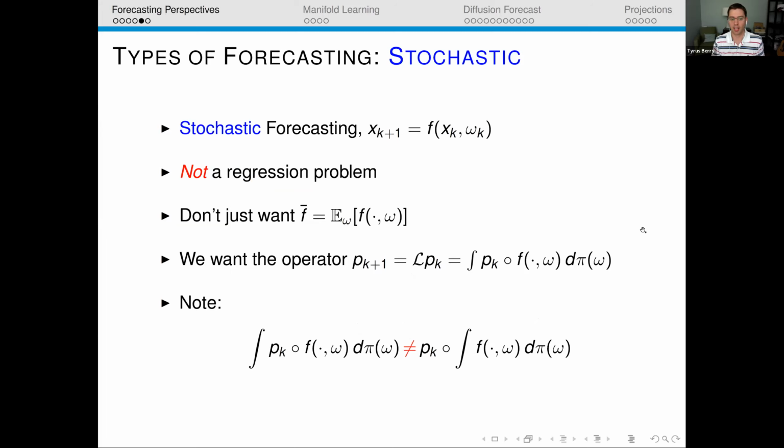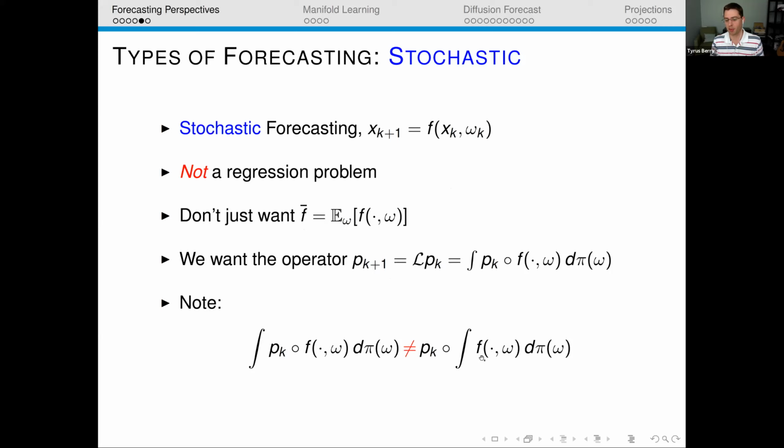So this leads us to stochastic forecasting, and now we can no longer think of it as a regression problem at all. The function that we're trying to learn is not a deterministic function. It depends on some stochastic perturbation omega, and often this will enter linearly, but for more generality, we can think of it entering non-linearly. And we don't just want the mean dynamics, right? We don't want to just average out the stochastic component, because when we push forward a distribution in time, we have to compose it with the stochastic term and then integrate out the possibilities for the stochastic perturbation.